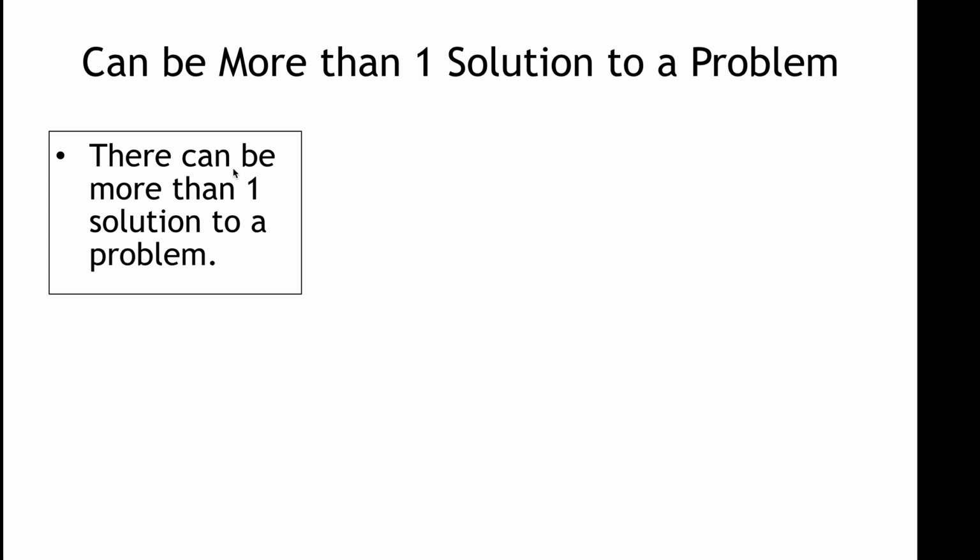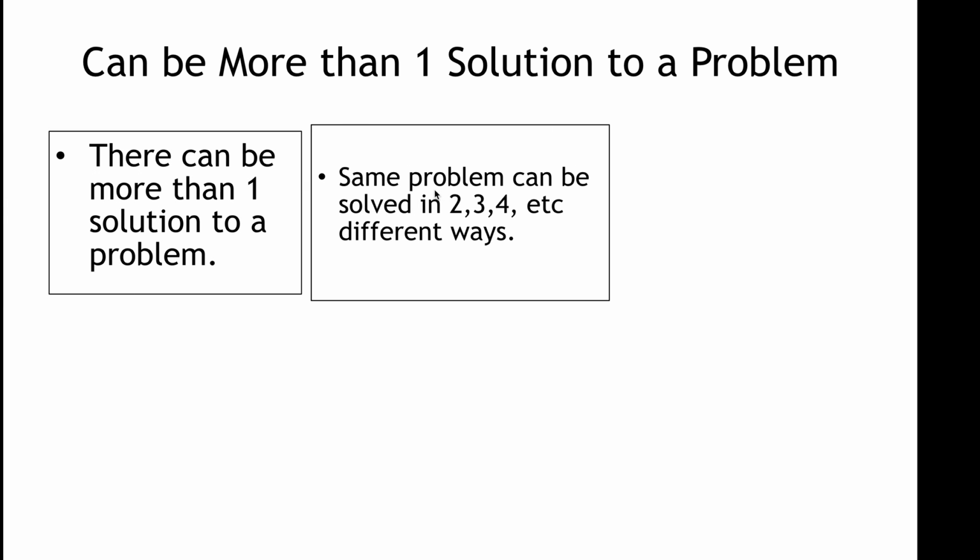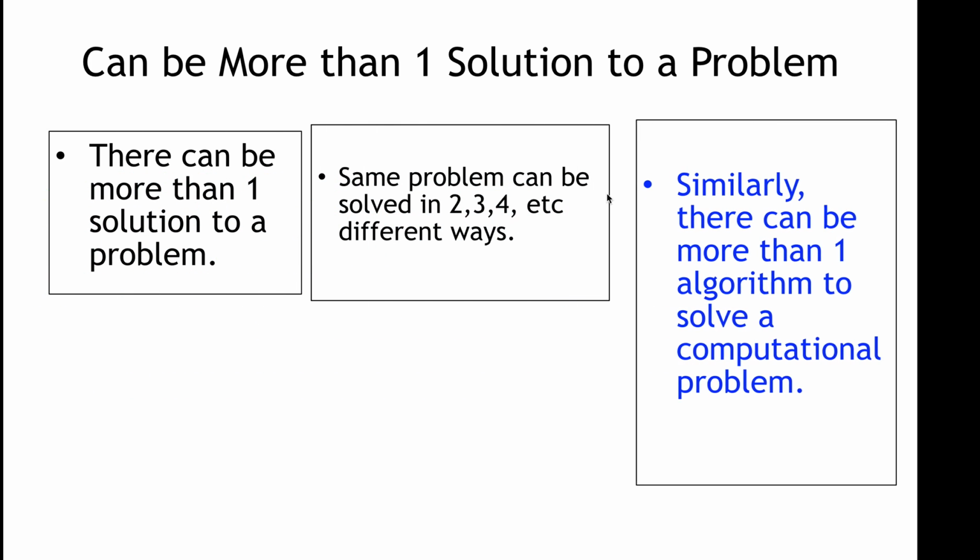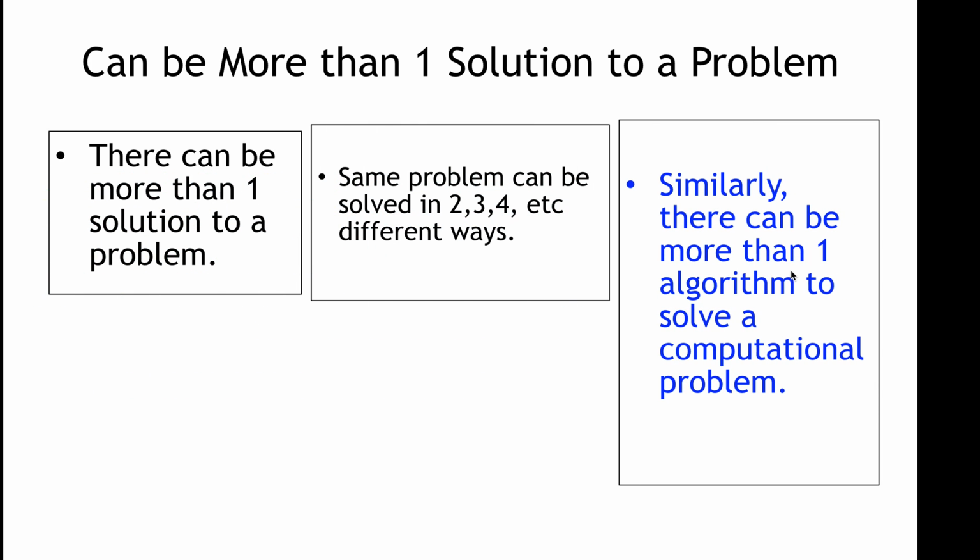So, there can be more than one solution to a problem. The same problem can be solved in 2, 3, 4 or more different ways. And similarly, there can be more than one algorithm to solve a computational problem. Let us look at a computational problem, and let us look at two algorithms which solve this particular computational problem, which is summing the first 10 digits.